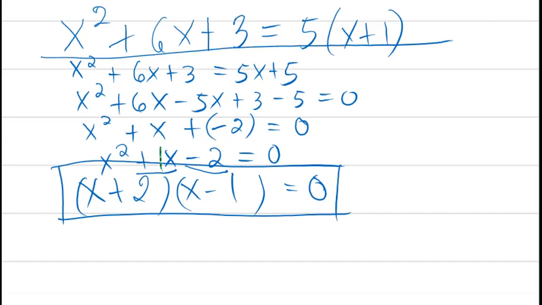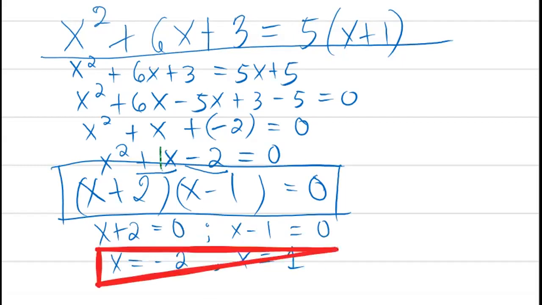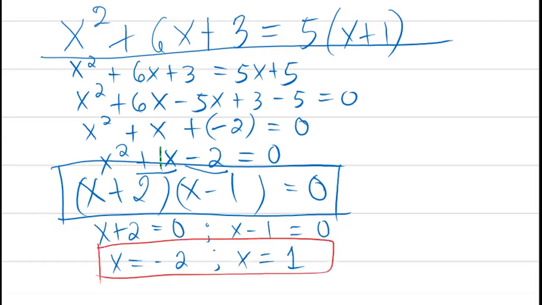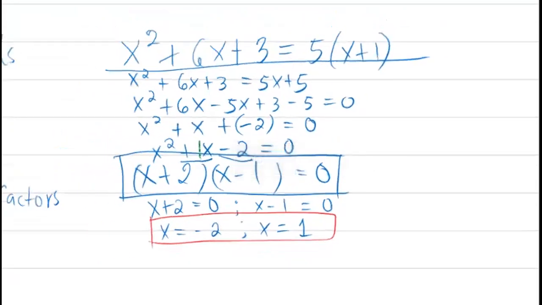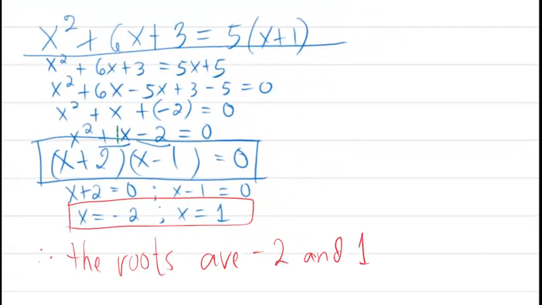And now finding the roots, so equate both to 0: x plus 2 equals 0. And the other factor is x minus 1, equate it to 0 as well. So x is equal to negative 2 and x is equal to positive 1. Okay, so these are now the roots. So we can conclude that therefore the roots are negative 2 and positive 1.